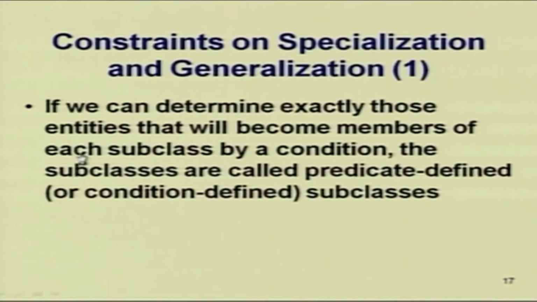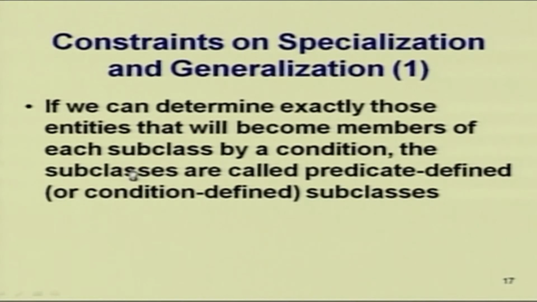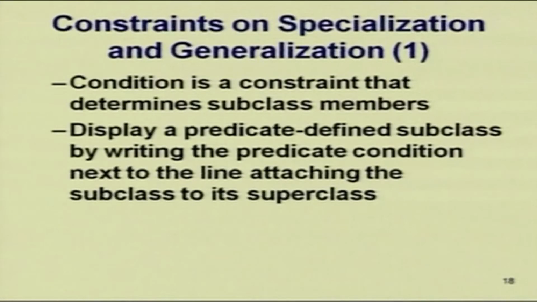Sometimes we will determine which of the entities can become members of each subclass by a condition, not determined by the application, but by a condition. The subclasses which are defined in this way through these conditions are called predicate defined or condition defined subclasses. So, the condition is basically a constraint that determines subclass members, that is, if this particular entity has this particular constraint, then it will belong to a subclass.